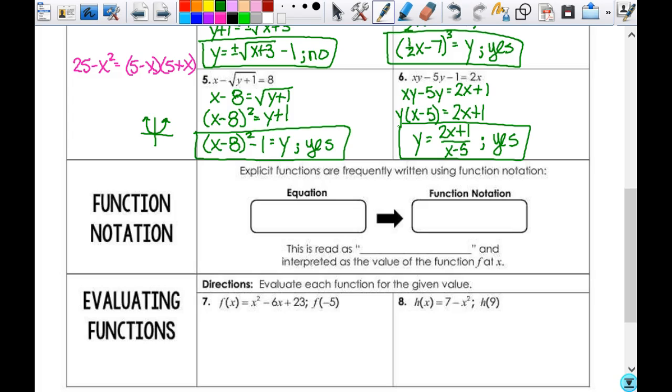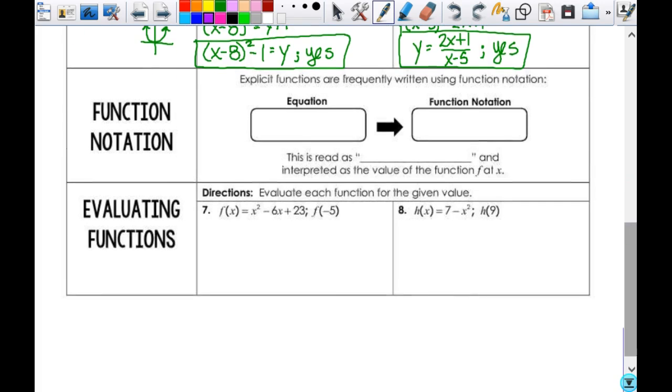Okay, any questions? All right. Function notation. Now this is like review from algebra or pre-algebra. These statements here, hopefully, if this is brand new news to you, then I'm going to be a little bit worried. But this says explicit functions. So we were talking about explicit equations. Now we're talking specifically or explicitly about functions, which are frequently written using function notation.